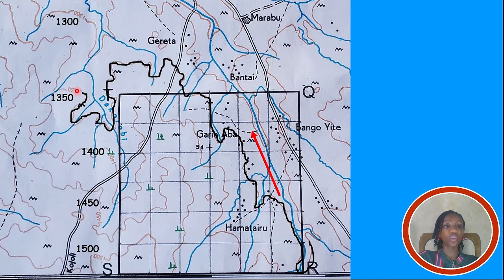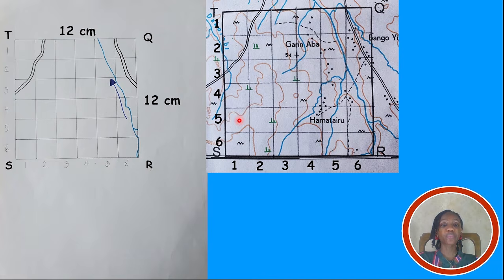So now this is the 1350 contour line. It started from here and it extends all the way here. As you can see, I just highlighted the 1000 and the 1350 contour line, while this contour line around here that the river also crosses is the 1300 contour line. Now let's indicate direction of flow on our map.